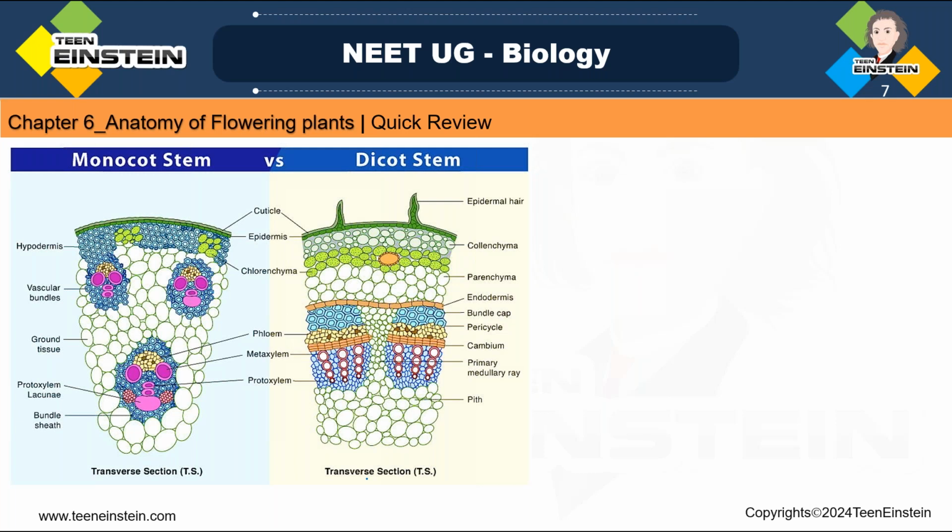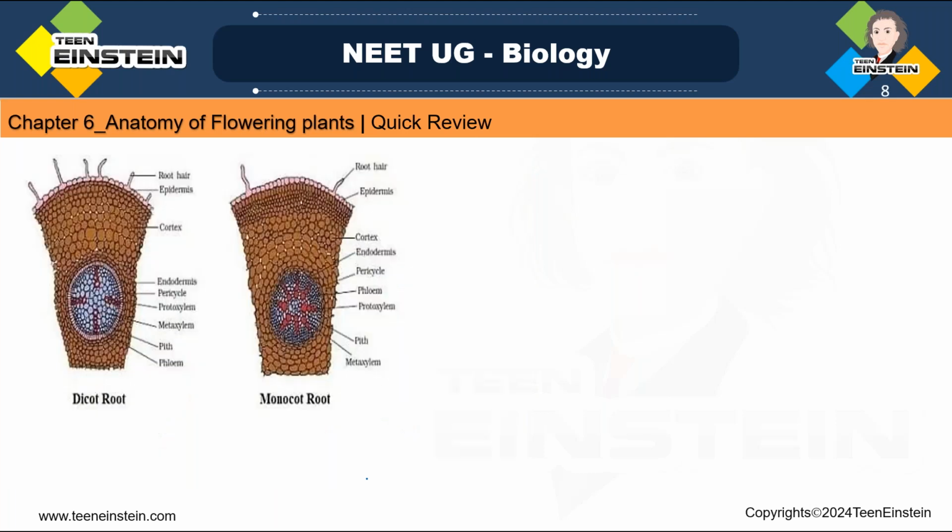So the diagrams are very important. Keep those diagrams in mind, so you can answer all questions. The same way you have to practice the root also. In dicot and monocot root also, you have to write about the pericycle, then the vascular bundle, cambium, pith, then the secondary growth of that, then the cortex and endodermis.